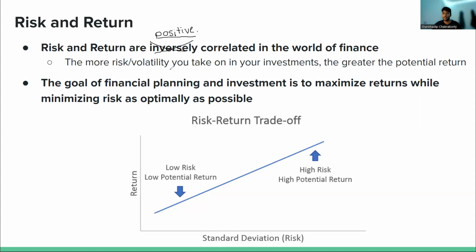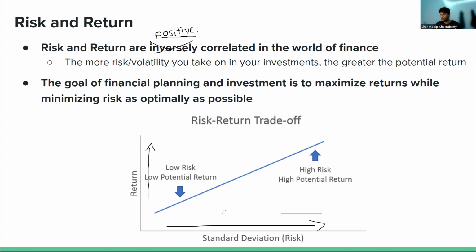So theoretically, if you want to make a higher return, you have to take on more risk. However, there are situations where you can take on less risk or the same amount of risk and make a higher return. That comes into portfolio analysis, project analysis, all that kind of stuff. And this is kind of illustrated within this graph over here. So you see the risk and return, they are positively correlated. They go up in a linear manner. As risk increases, so does return.